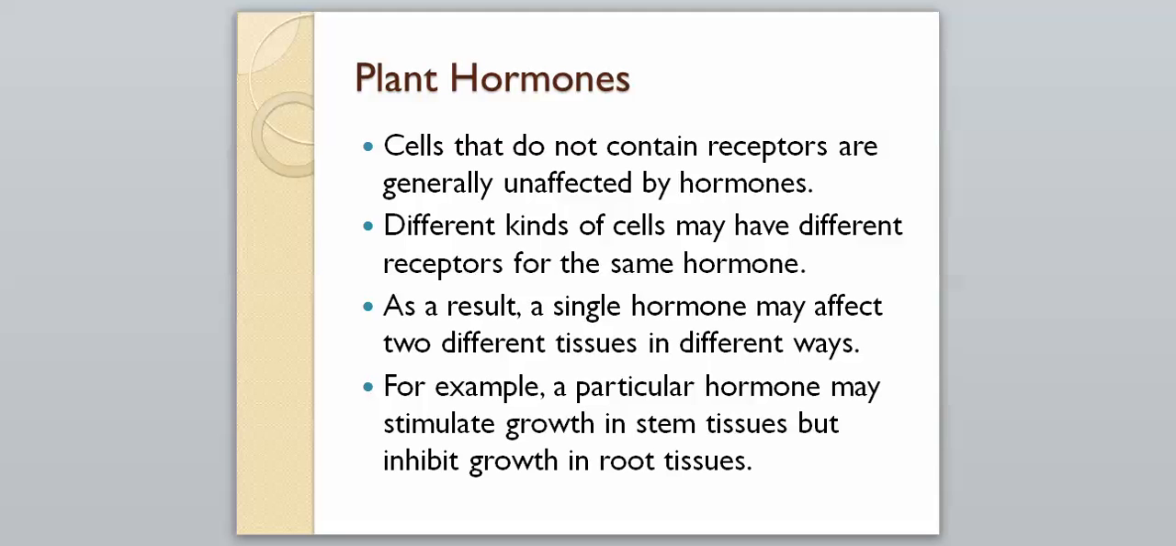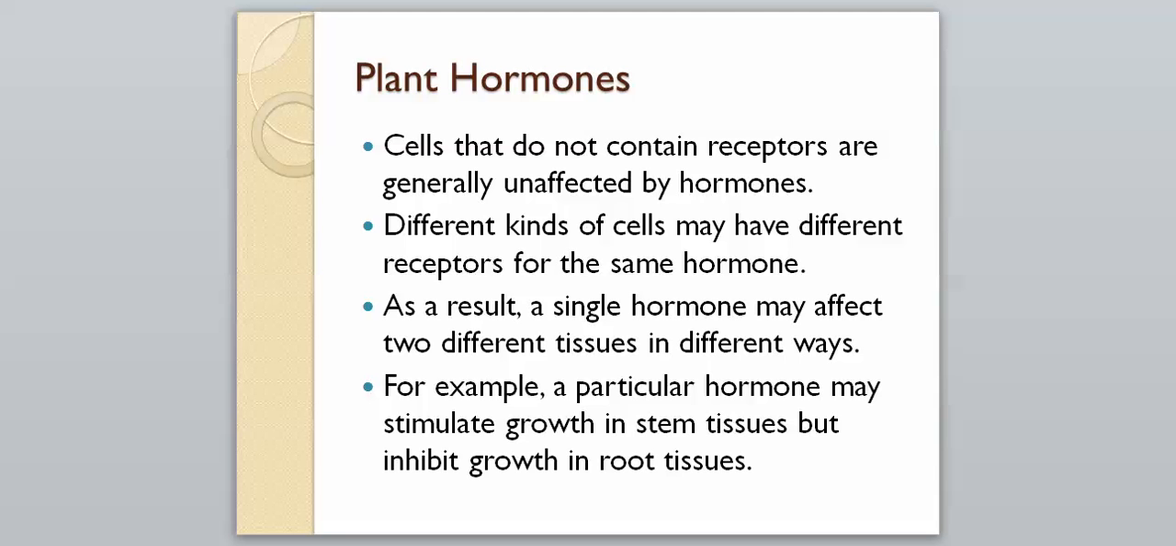And different kinds of cells may have different receptors for the same hormone. So maybe the same hormone can affect our cells in many different ways. I mean the plant cells, not our cells. So as a result, a single hormone may affect two different tissues in different ways. So it might tell the root to do one thing, it might tell the stem to do another, and a flower to do something else.